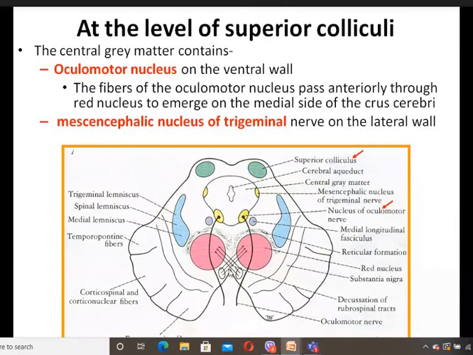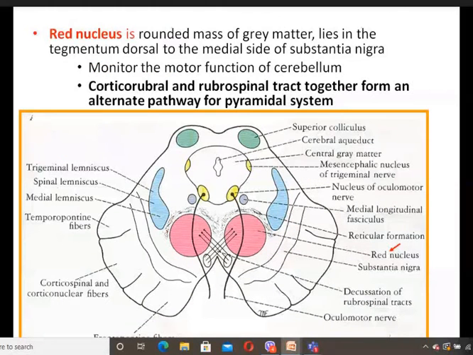And here we can see the rubrospinal tract, the tract originating from the red nucleus to the spinal cord. The red nucleus is also present over here. The red nucleus is a rounded mass of gray matter. It lies in the tegmentum, dorsal to the medial side of the substantia nigra. It monitors the motor function of the cerebellum, so the fine coordinated movement of the cerebellum is also enhanced by the red nucleus.